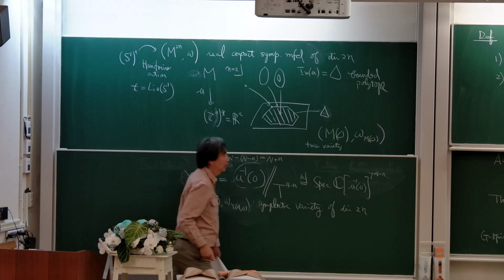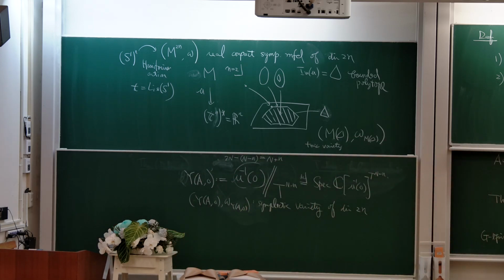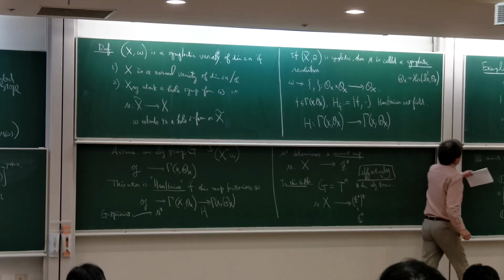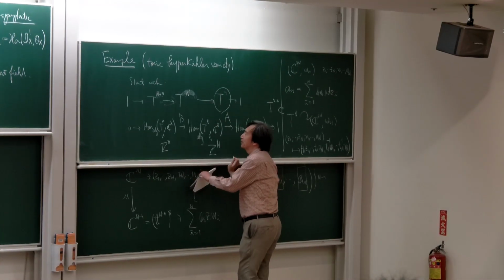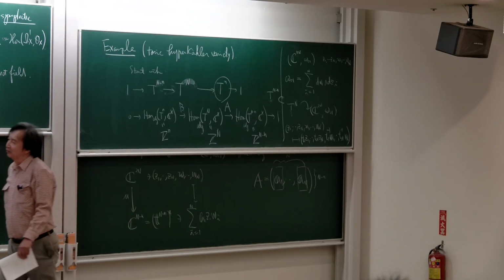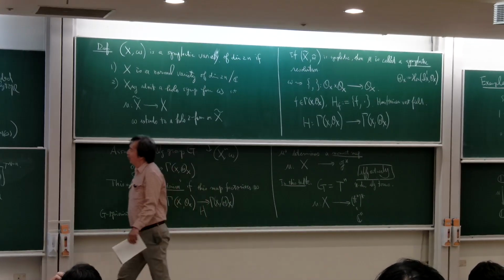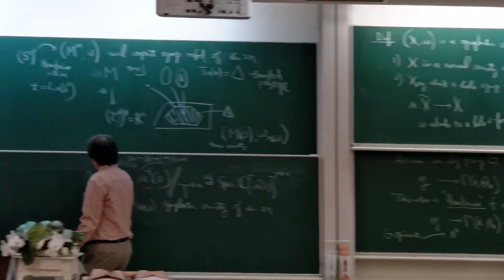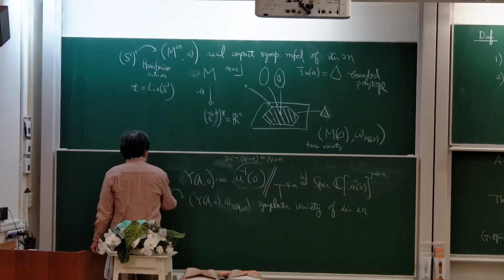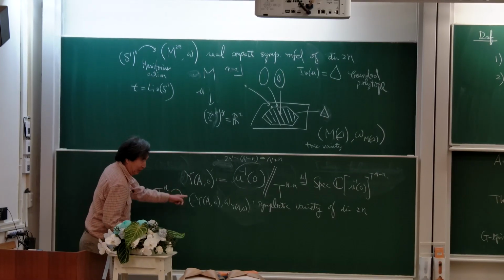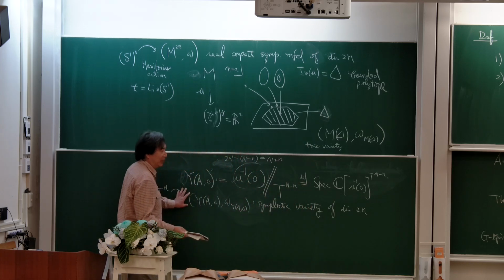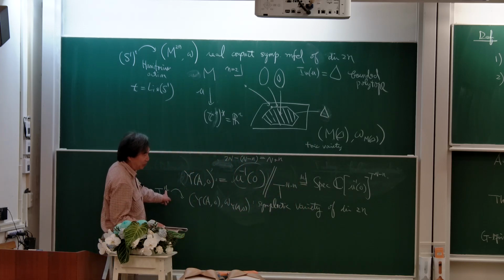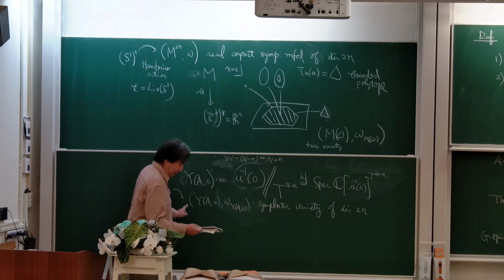But here, the T^n action still remains. So T^n acts on this variety. And this is a Hamiltonian action of an n-dimensional algebraic torus.